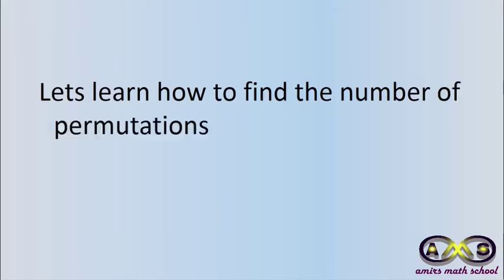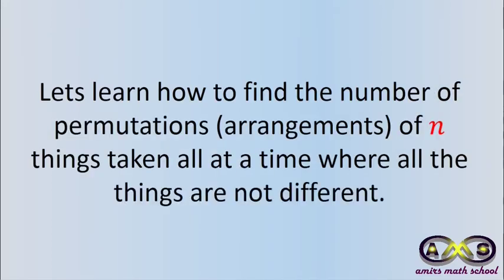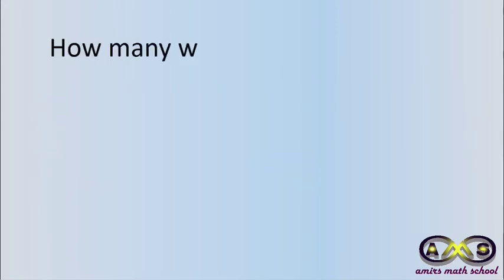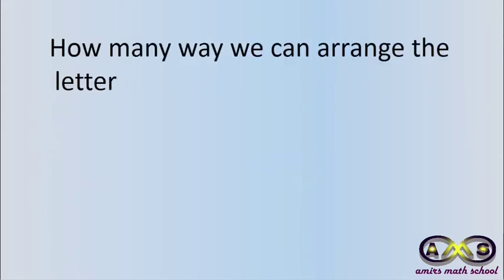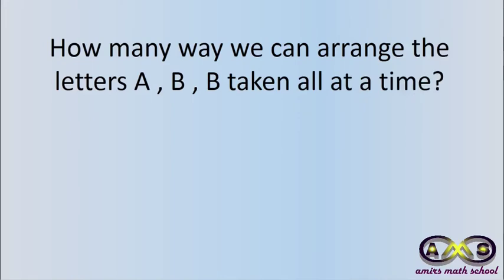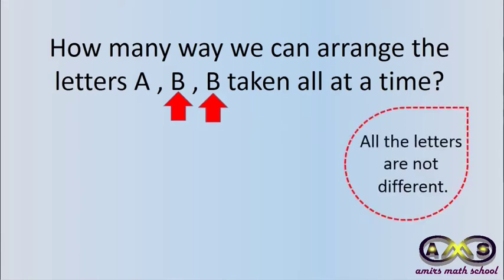Now, let's learn how to find the number of permutations or arrangements of n things taken all at a time where all the things are not different, or we can say some of the things are of the same kind. How many ways can we arrange the letters A, B, B taken all at a time? That is, we have to arrange the letters where there are two B's. That is, all the letters are not different. So we have to arrange some objects where some of them are of the same type.